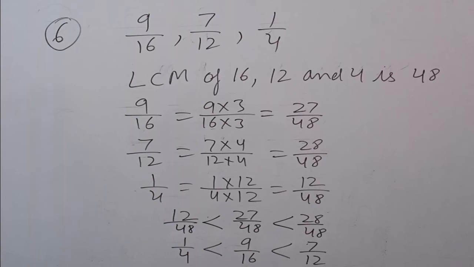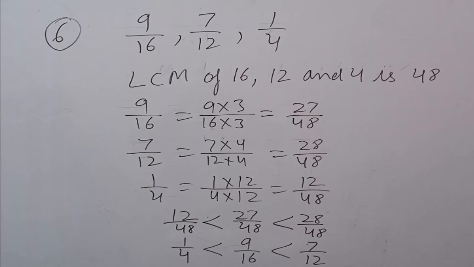And which is the smallest? The numerator of the third fraction is smallest, that is 12, and the numerator of the second fraction is 28, that is the greatest. So we will arrange the fractions in ascending order of magnitude: 12 upon 48, 27 upon 48 and 28 upon 48.